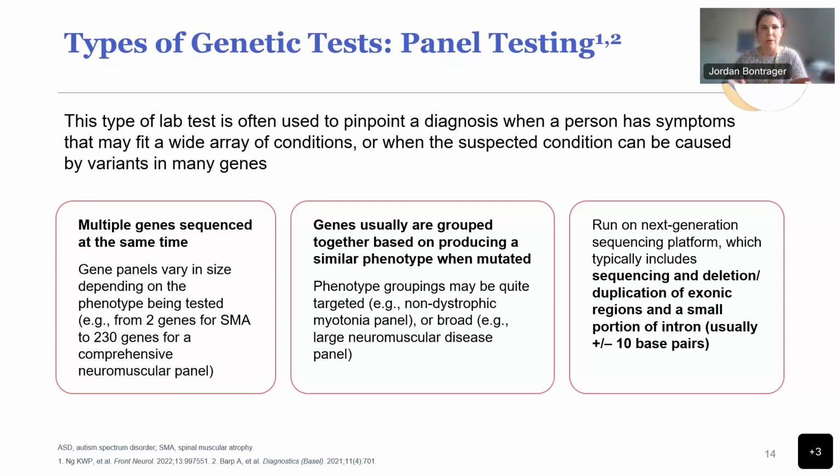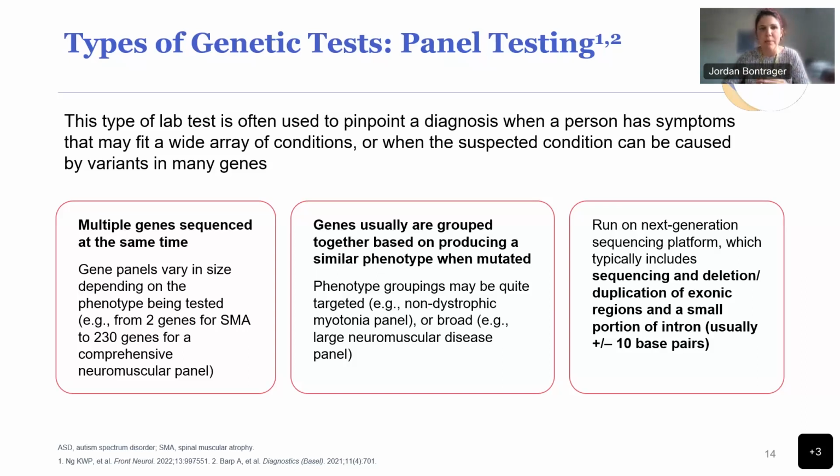And they get even larger when we look outside of the neuromuscular realm at things like leukodystrophies, which can be 700 plus genes, intellectual disability, which can get upwards of 1,000 genes. So these panels get kind of crazy big at some point.